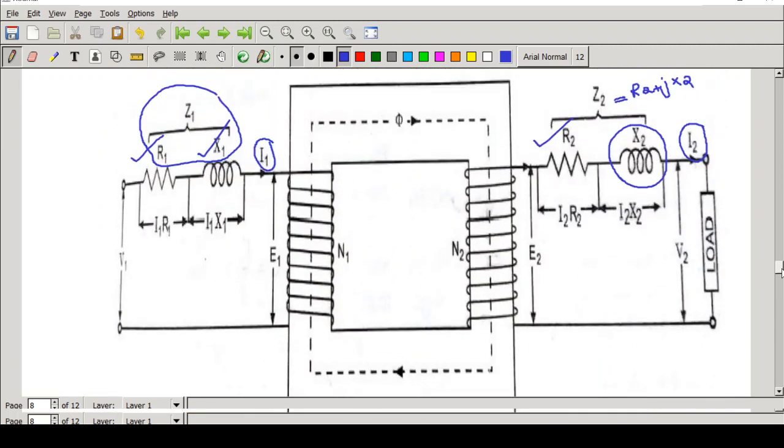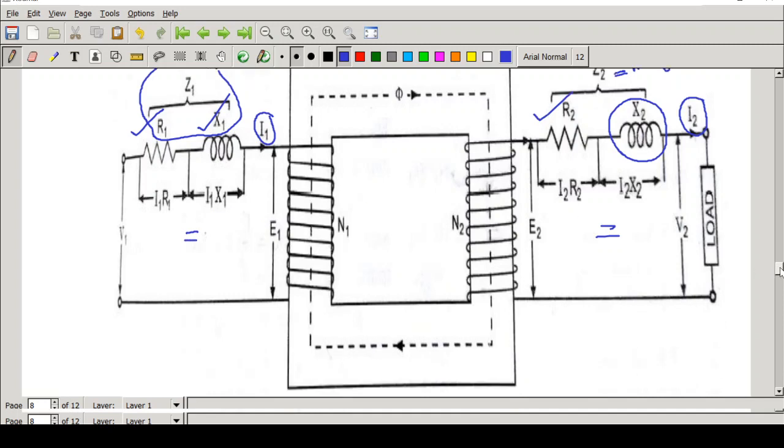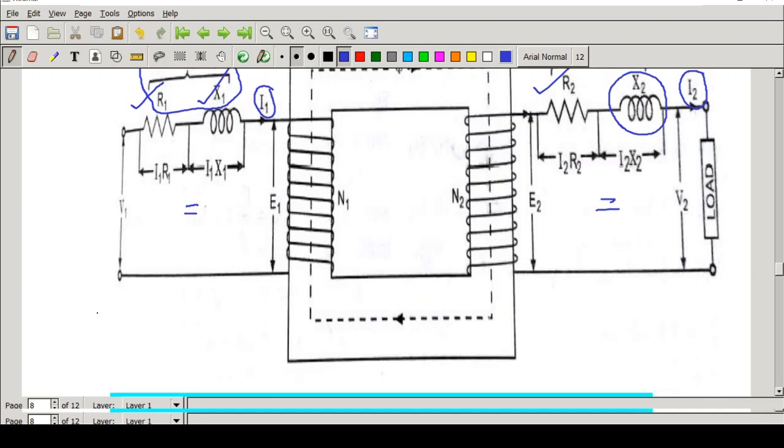Before moving on to the vector diagram, there will be a change in one more thing. In the case of an ideal transformer, we took V2 equal to E2, right? And V1 equal to E1. But now in the case of an actual transformer, it is not correct. Because when we are giving an input voltage V1, some drop will be there. That is I1 R1 and I1 X1. So V1 minus I1 R1 minus I1 X1 will be equal to E1, right?